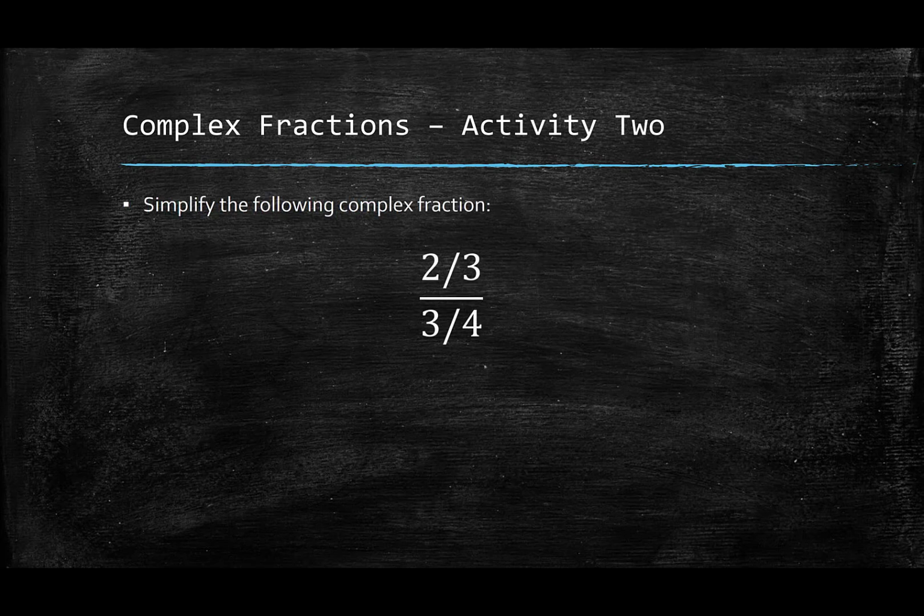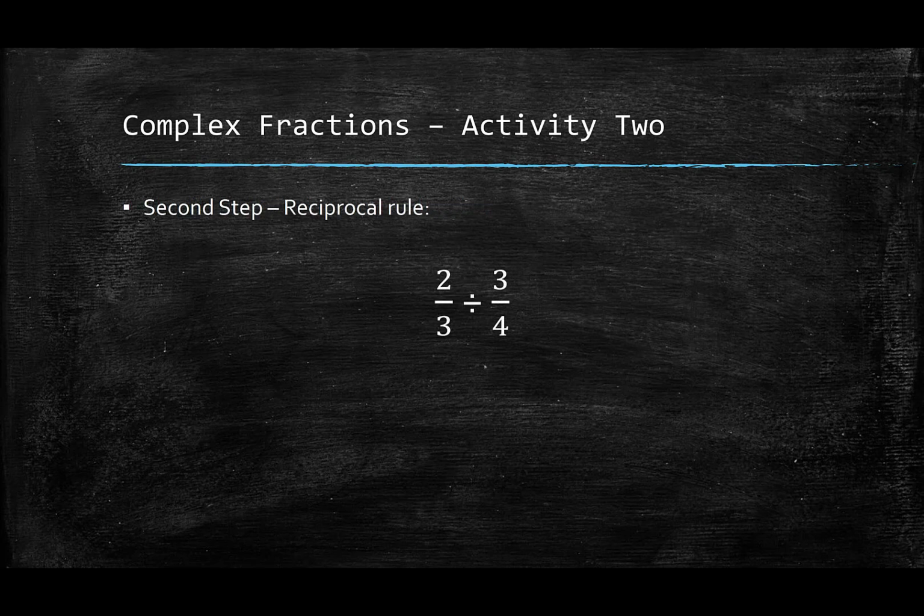Let's look at a little more complex example. Simplify 2/3 over 3/4. As before, our first step involves rewriting the problem as a division problem, 2/3 divided by 3/4. For our second step, we'll need to use the reciprocal rule again. 2/3 divided by 3/4 becomes 2/3 times 4 over 3.